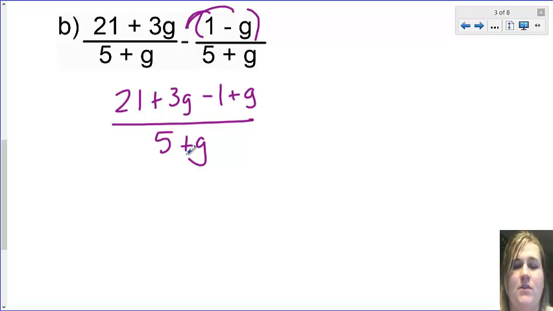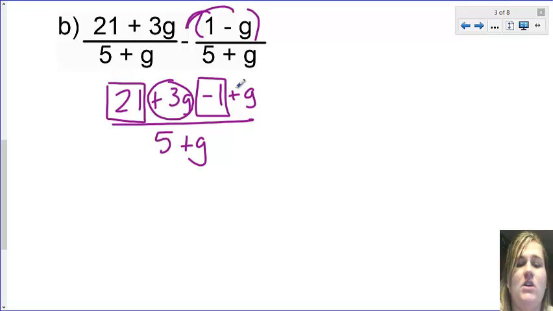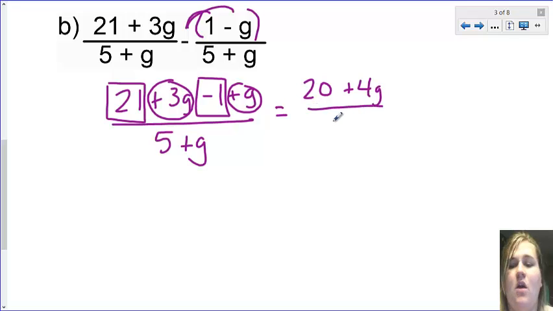On top, I can now combine any like terms. So I see that 21 and negative 1 are like terms, and 3g and g are like terms. So 21 minus 1 gives me 20. 3g plus g gives me 4g, all over 5 plus g.